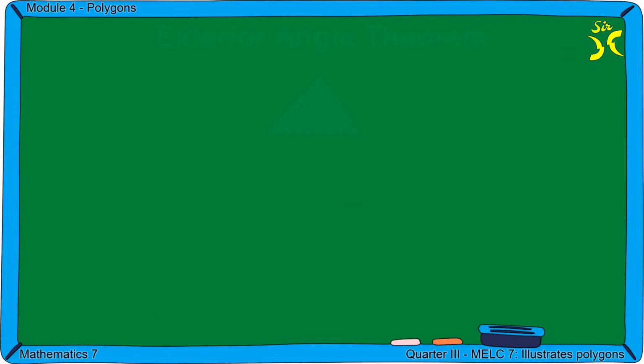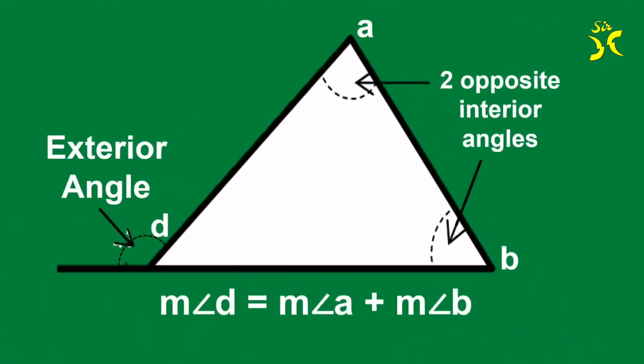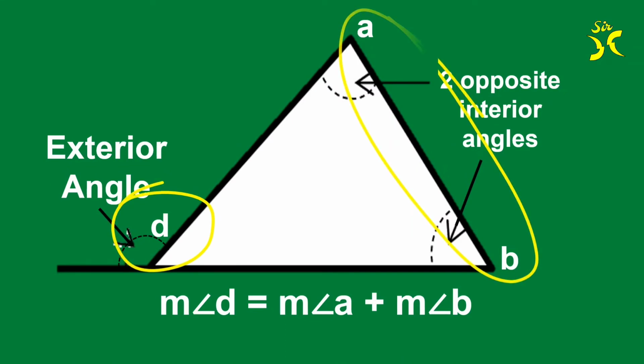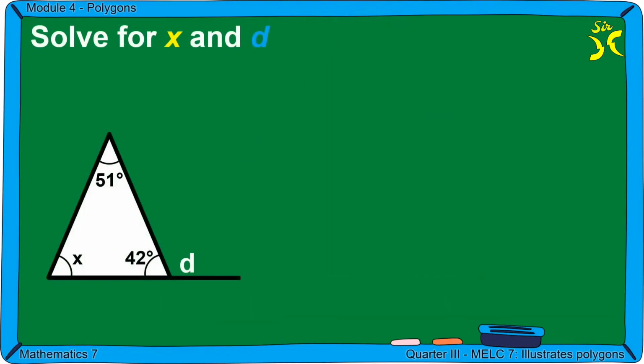The exterior angle theorem. The measure of an exterior angle of a triangle is equal to the sum of the measures of the two opposite interior angles, also referred to as remote interior angles. In this illustration, the measure of exterior angle D is equal to the measure of angle A plus the measure of angle B. Solve for x and D. Here's the solution.